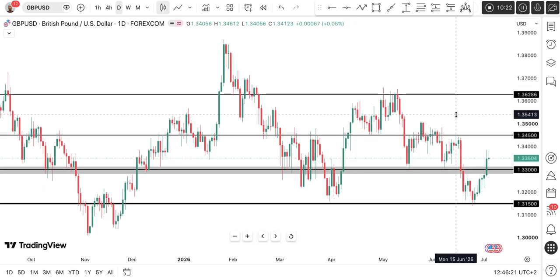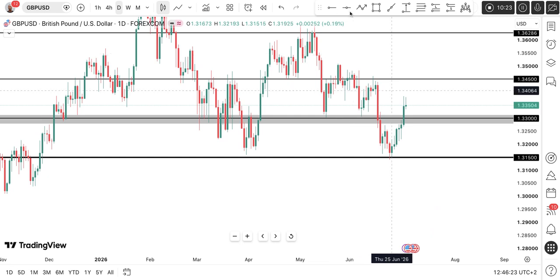I'm anticipating GBP to come into this level like so, and then a buy to the upside because we are bullish on GBP. I don't trade a ranging market. No, no, no. I trade trending markets. Now, how do I pick a trending market? A trending market is a market that is trending in the direction of the monthly time frame structure.